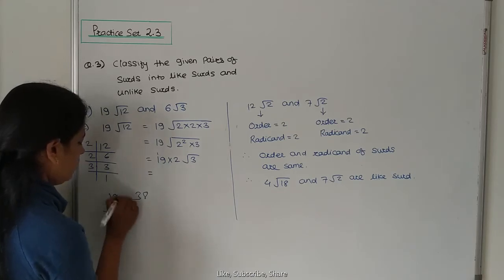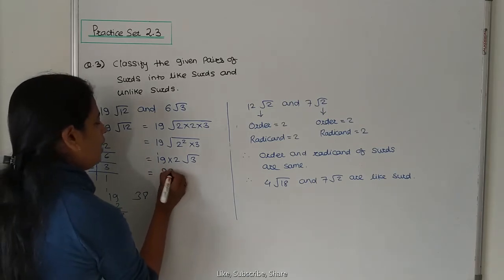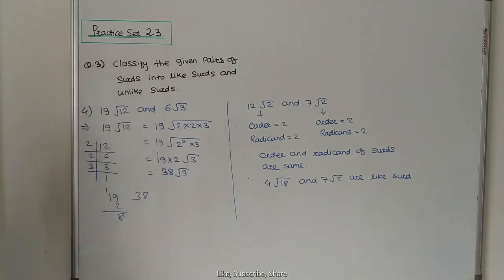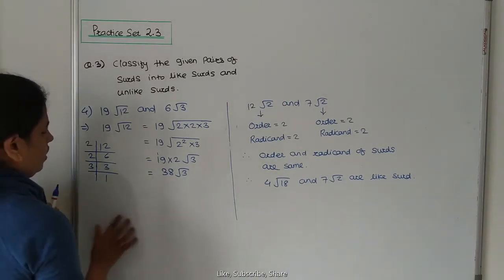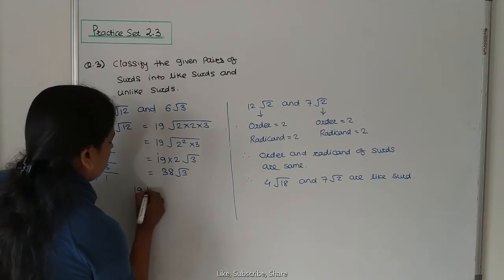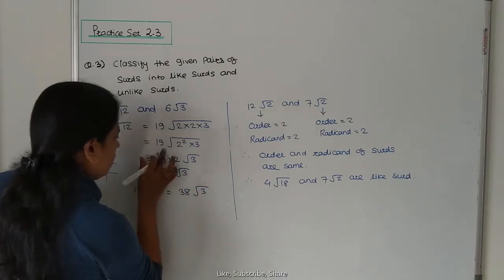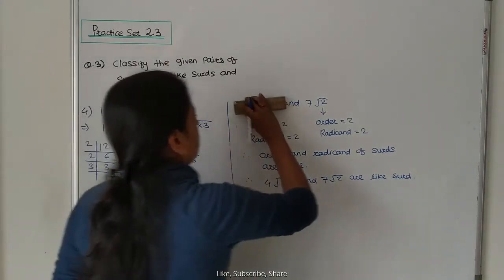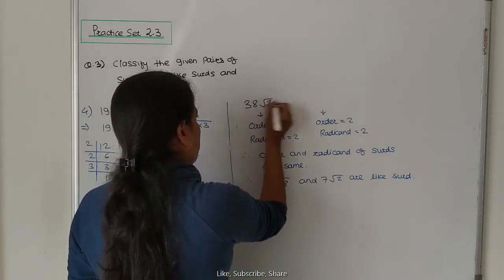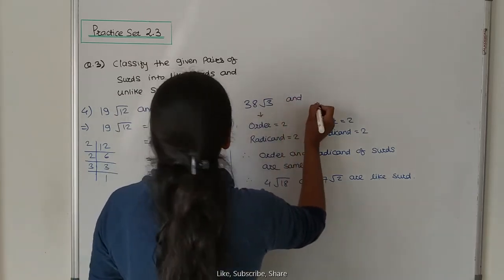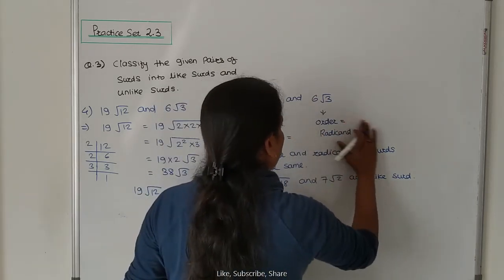19 2s are 38. Yes, 38. So 38 root 3. So we have to write 19 root of 12 is equal to 38 root 3. Okay. So we have to take this one, 38 root 3 and 6 root 3. So for order and radicand we have to calculate it.